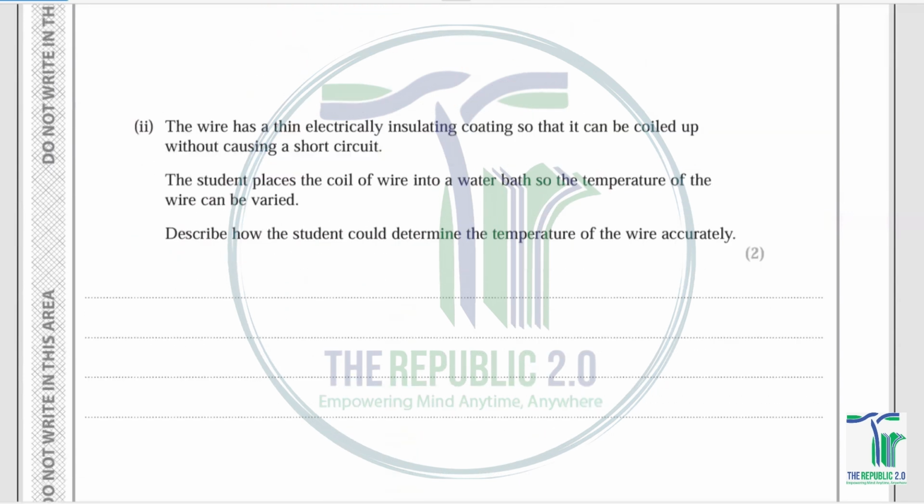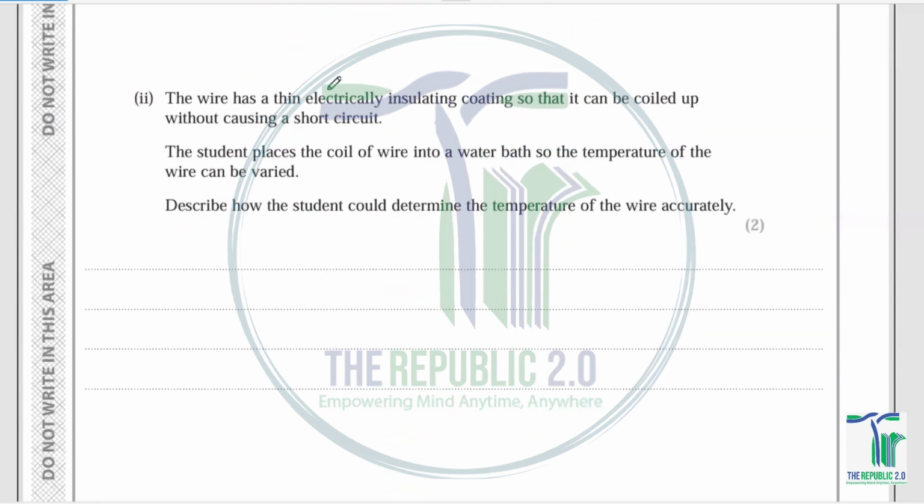Now, in the second part, the wire has a thin electrically insulating coating so that it can be coiled up without causing a short circuit. The student places the coil of wire into the water bath. So we need to describe how the student could determine the temperature of the wire accurately.